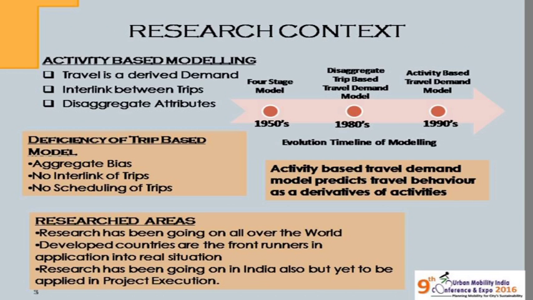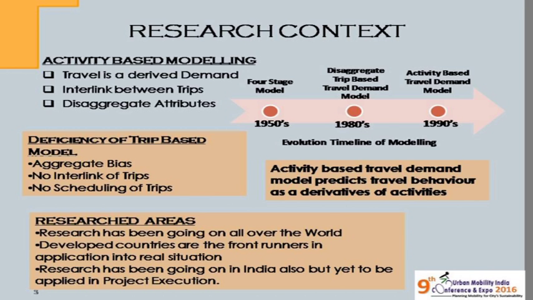Activity-based modeling is the third generation of model. The first generation is the four-stage modeling, which evolved in the 1950s. Then the disaggregate model came in the 1980s, and after the 1990s, this activity-based modeling pattern came. For activity-based modeling, there are mainly three things. It considers travel as a derived demand, it considers the trips as linked trips, not as individual, and it considers all the attributes at disaggregate level.